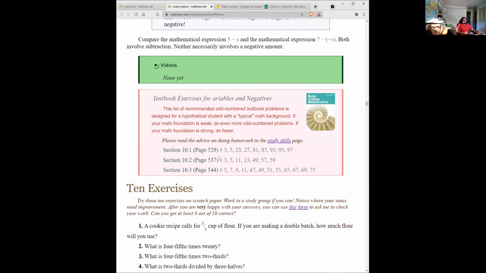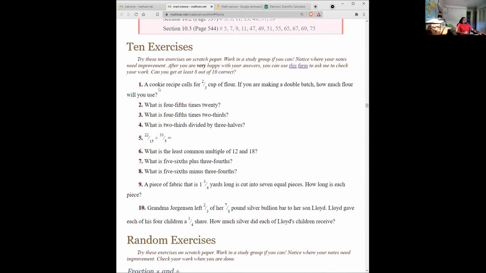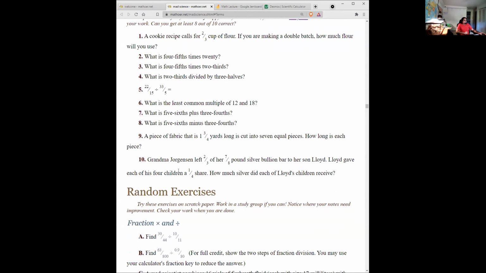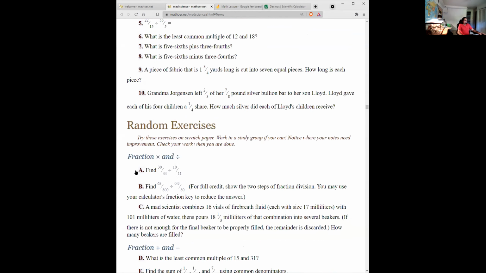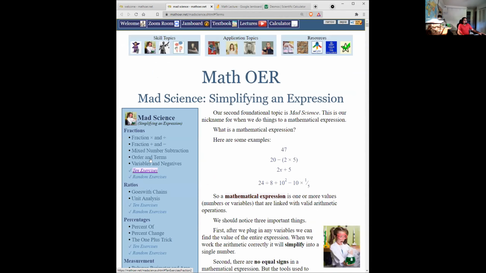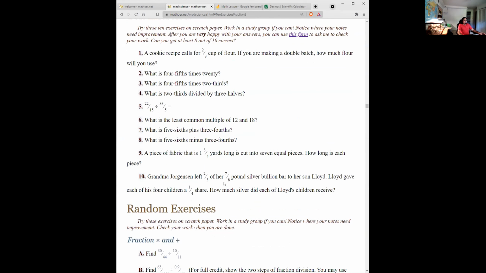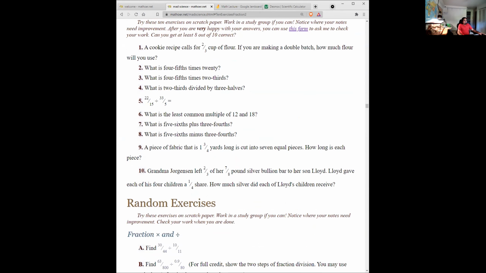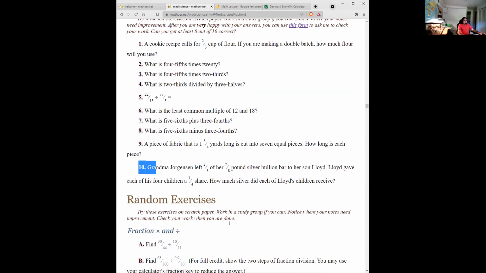Okay, let's look at their 10 exercises. Doubling 2/3. Fractions times a whole number. So this is old fraction stuff. Did I not fix things? That looks like my fraction. Oh, it's just because of those. Okay. So this is stuff you can do. Number 10 everyone will hate, but you can figure it out.